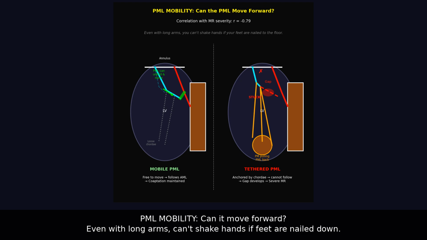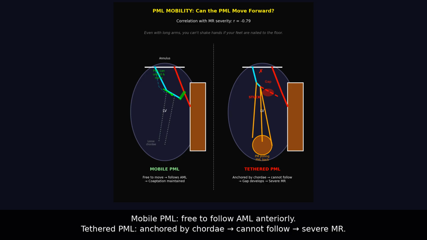Posterior leaflet mobility asks, can it move forward? Even with long arms, you cannot shake hands if your feet are nailed to the floor. A mobile posterior leaflet is free to follow the anterior leaflet. A tethered posterior leaflet, anchored by chordae, cannot follow, leading to severe regurgitation.